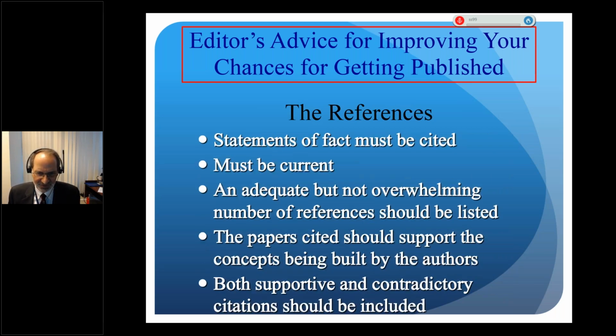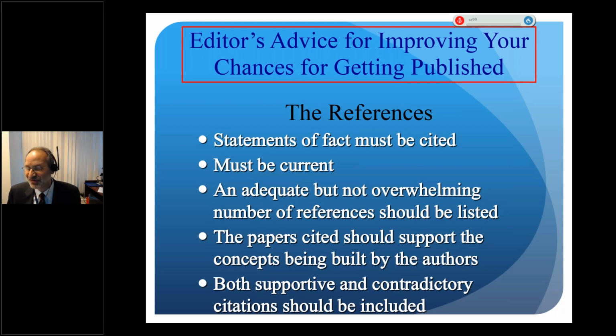And once again, the references: you need to cite every statement of fact, such as the leak rate after sleeve gastrectomy is 1 to 3%. You need to quote a few papers that support that. The references should be as current as possible. There needs to be an adequate number of references, but not overwhelming. You don't need to have hundreds of references after a paper.